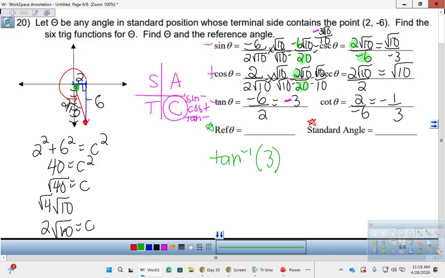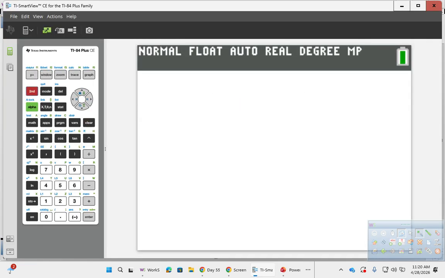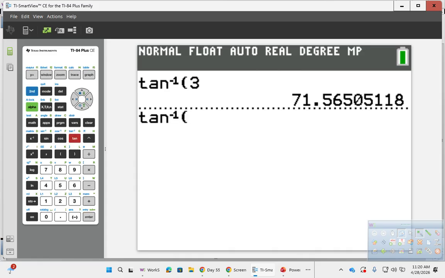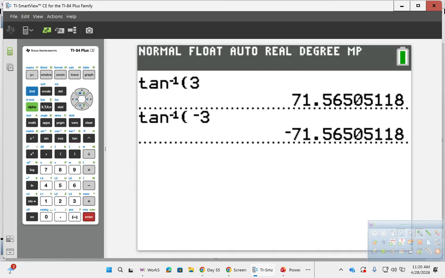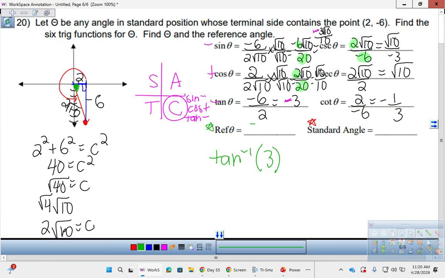When we're referring to tangent, we're referring to triangles, and triangles don't have negative side lengths. So I just ignore the negative. And I'll show you, it's the same thing. You just have a negative there. Okay, so we don't need the negative. So my reference angle is 71.57, we'll call it, if we're rounding it to 2 decimal places. 71.57. That's the green angle, but we want the red.